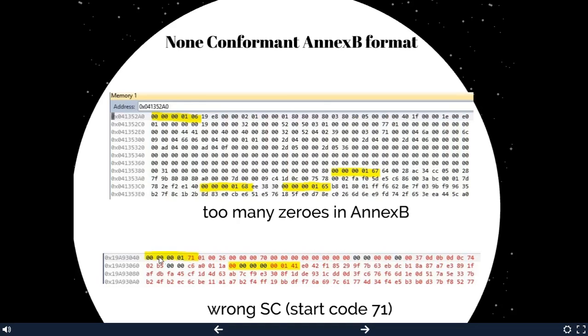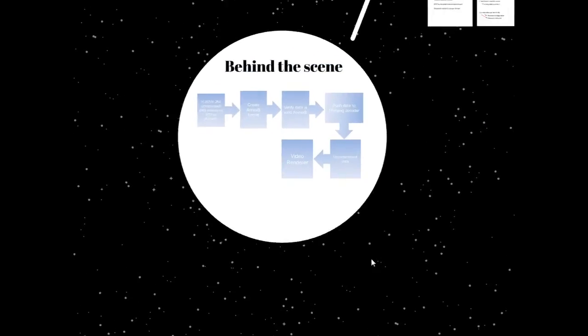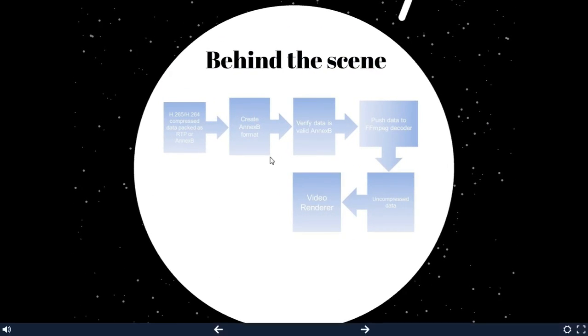Now, for example, this example on the bottom side is a 71 start code, which is from the standard, not great, and as well zeros, which should highlight some problem. And this is exactly what we talked about. We talked about this RTP to NXB conversion.